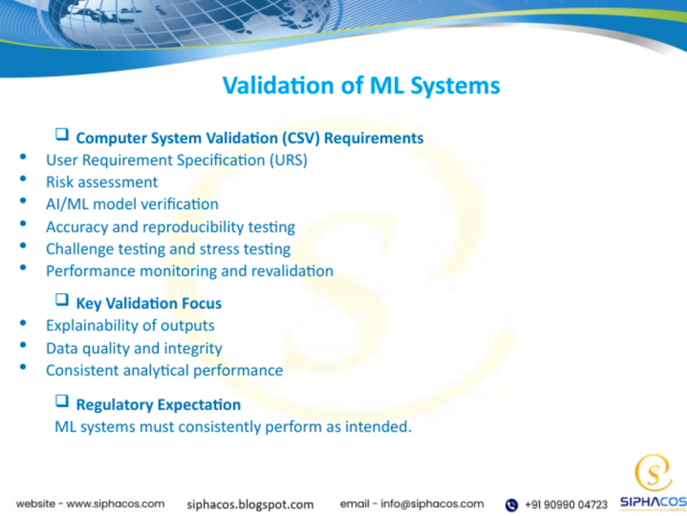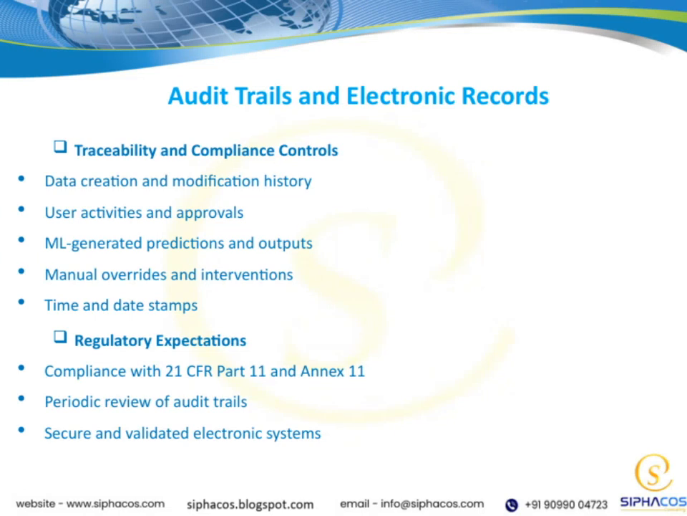Let's talk about audit trails and electronic records. These are crucial for ensuring traceability and compliance controls within our systems. Essentially, an audit trail captures the history of data creation and any modifications made over time. This means we can track who did what, when, and how, which is vital for accountability and regulatory purposes. We also keep track of user activities and approvals, so every action taken by a user is documented.